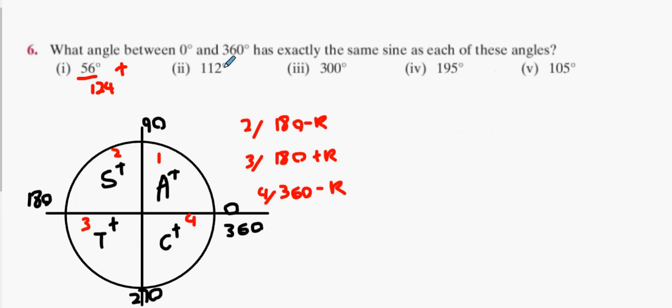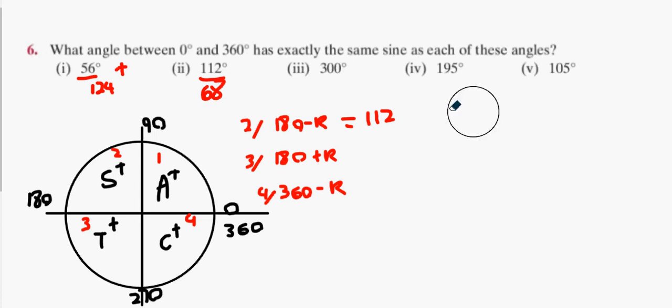112. 112 is located in the second quadrant. So 180 minus R is 112. Your answer must be in the first quadrant, 0 to 90, because you need sine to be positive. So therefore the reference angle must be 68, which is 180 minus R.